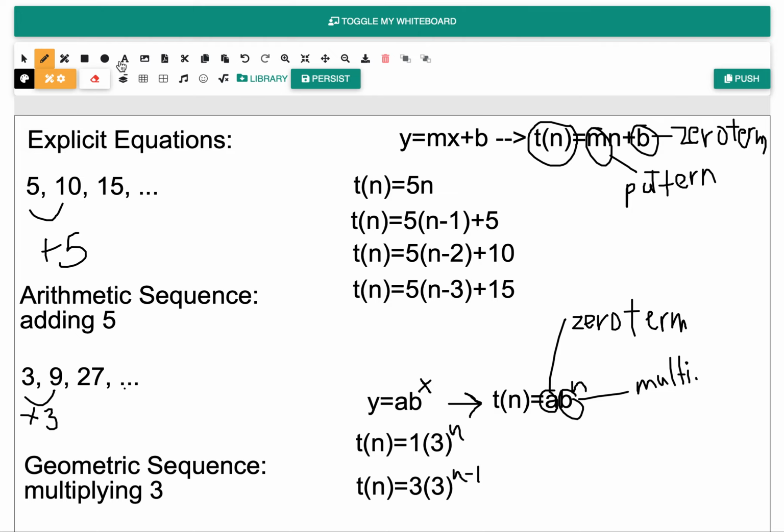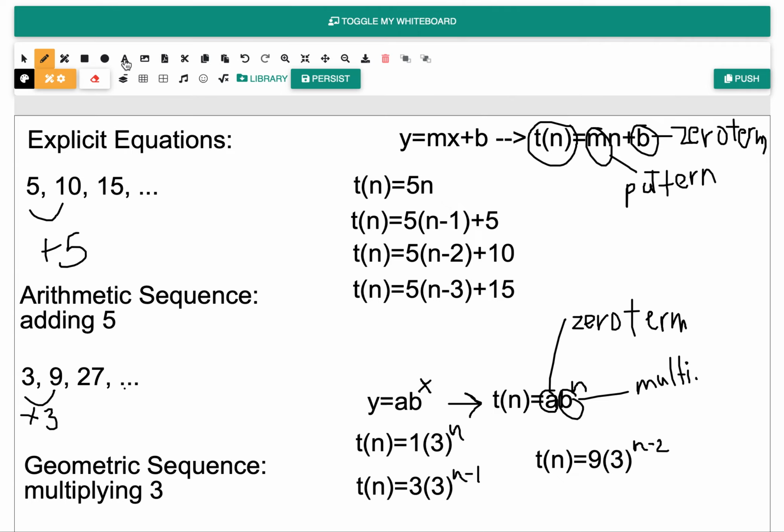Let's say I want to use my second term. Again, you can choose whatever equation you want to do. So let's say I want to use my second term. So that would be 9. And the multiplier doesn't change. And this is going to be to the power of n minus 2, again, because I used my second term.